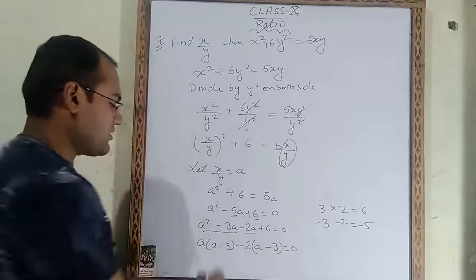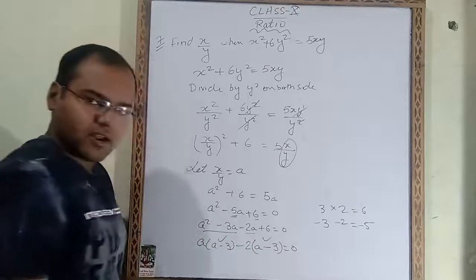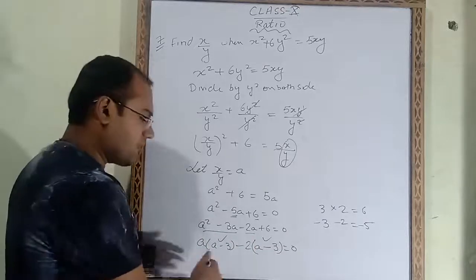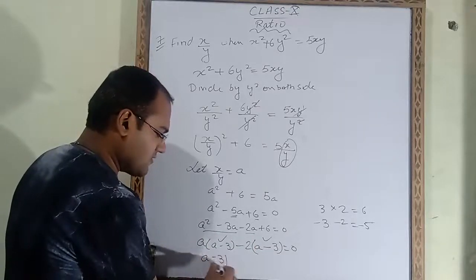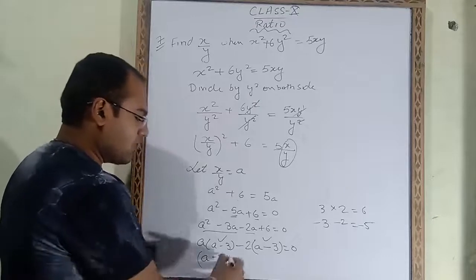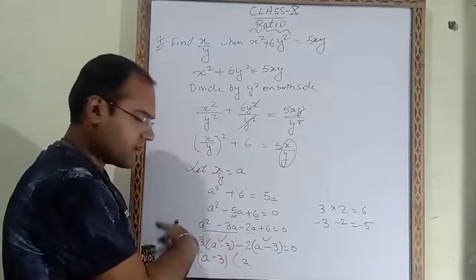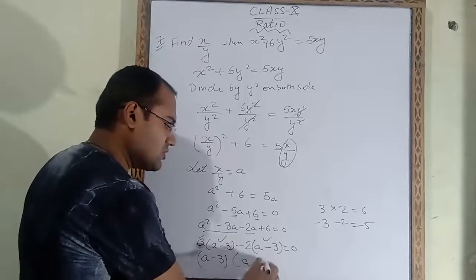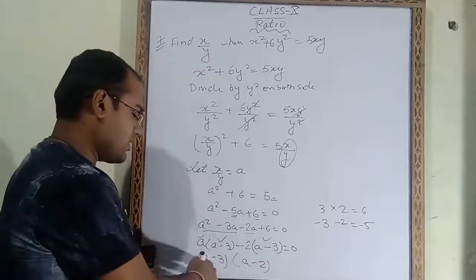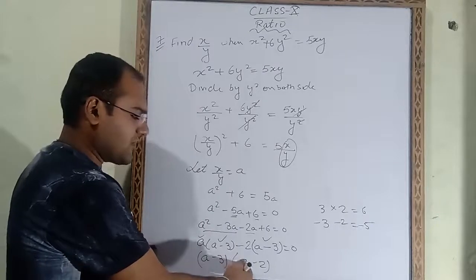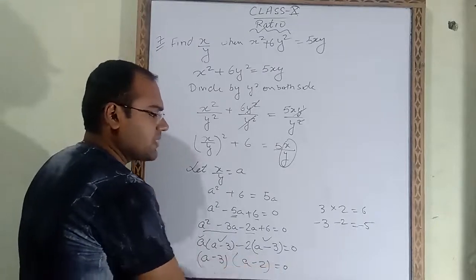Now we will check it. These two brackets are similar. Now what will we do? We will take a minus 3 common. Now the remaining is a from the one we have taken common already, and minus 2 from this one, which we have also taken common. So a minus 3 we have taken common, and the remaining part is a minus 2, is equal to 0.